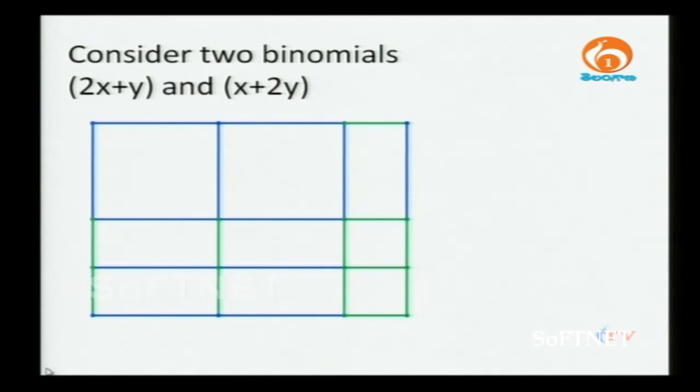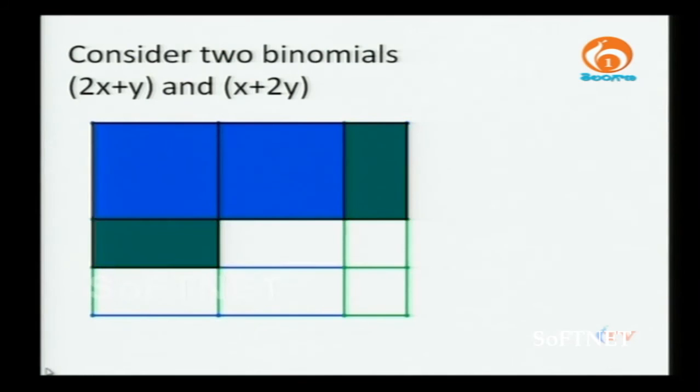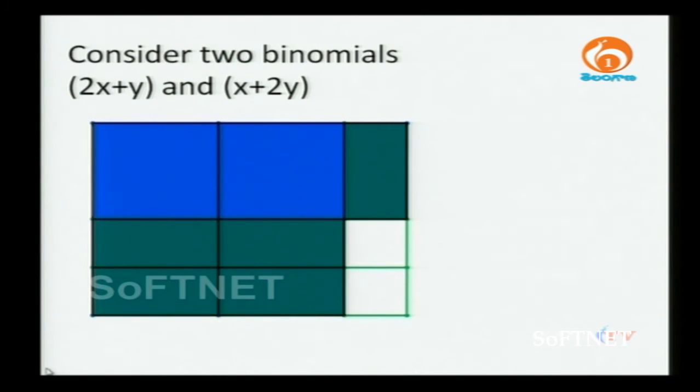Now, what happens? How many squares are formed and how many rectangles? We can observe that there are 2 large squares, 2 small squares and 5 rectangles. The first one, second one, 2 large squares, then 5 rectangles and finally 2 small squares.